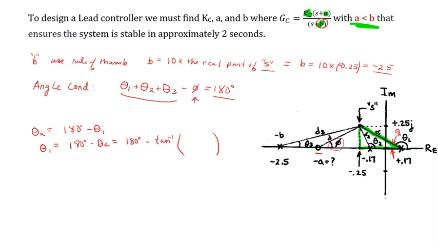And what is that going to be? The inverse tangent, remember, tangent is the opposite over adjacent. So the opposite side is 0.25. So that's right here. And the adjacent side, which is this distance, is 0.25 plus 0.17. So that's going to be right here.